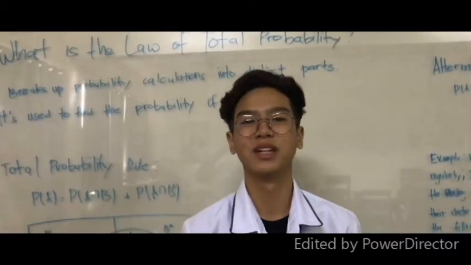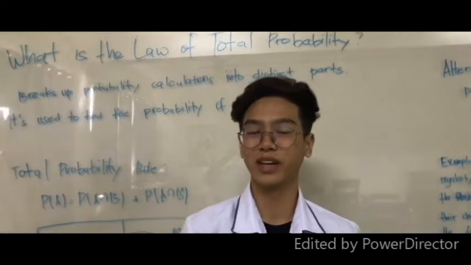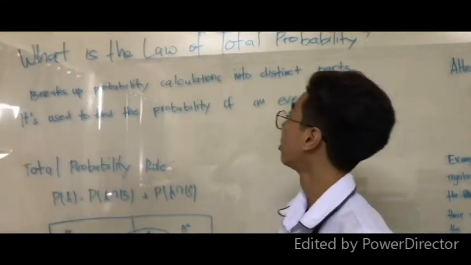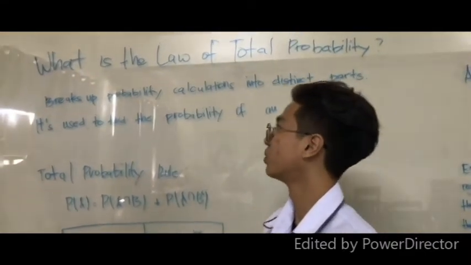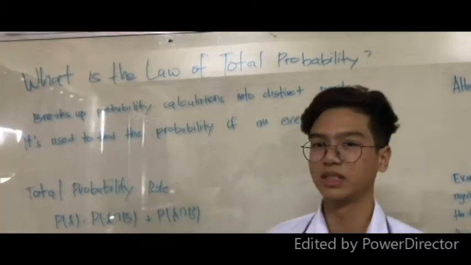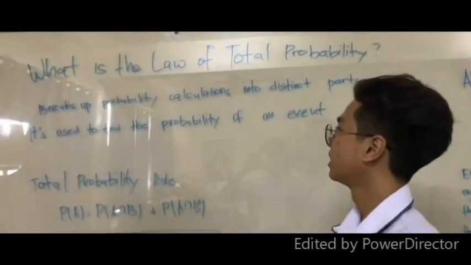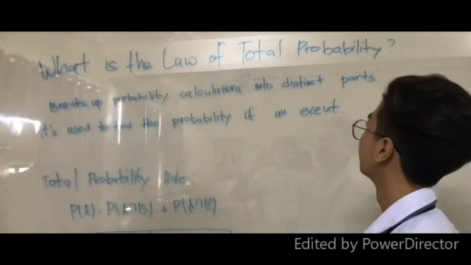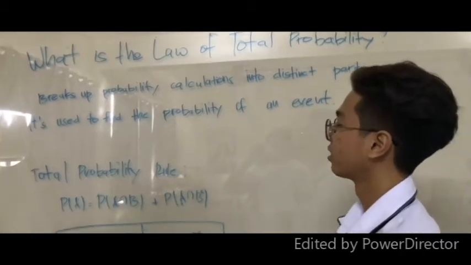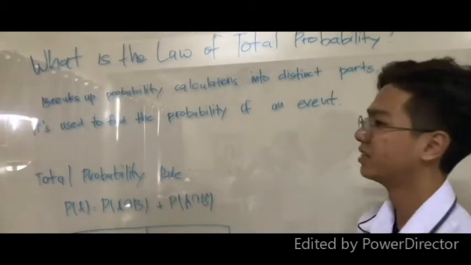Good day, sir. I am Sean Stefano Loste, and today I'll be discussing the law of total probability. So, what is the law of total probability? The law of total probability breaks up probability calculations into distinct parts. It's also used to find the probability of an event.